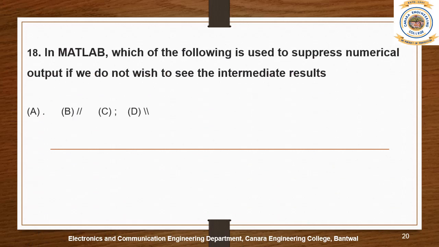In MATLAB, which of the following is used to suppress numerical output if we do not wish to see the intermediate results? Basically, if you don't want to see the intermediate result, we put a semicolon in MATLAB. So the answer is option C.